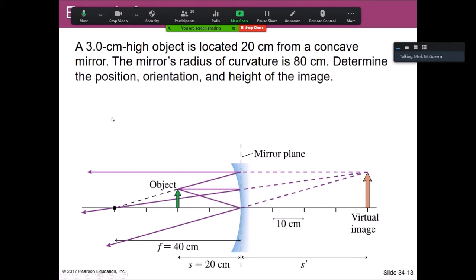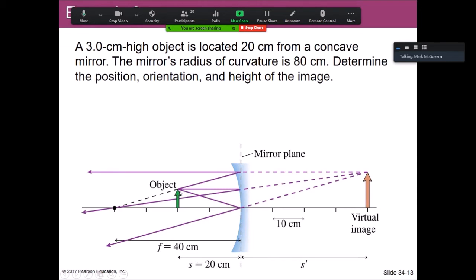Now, here's something that's unique about this problem, though. Our object is located 20 centimeters from the mirror. We are within the focal length. Focal length is 40 here, right? So we're within that. And this is sort of that first question I asked you. When you get close enough to the mirror, you end up seeing an upright image, but it's a virtual image. So how do we know that? Okay, we're going to do 3 rays here.